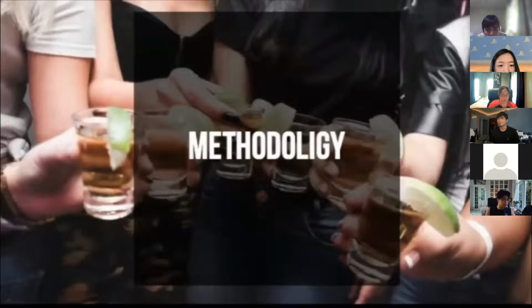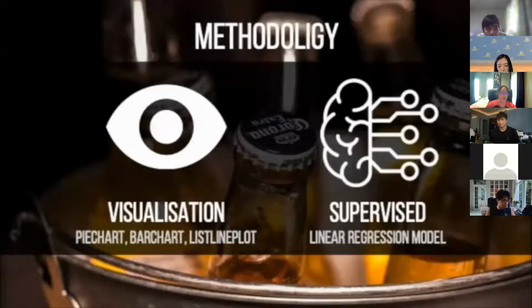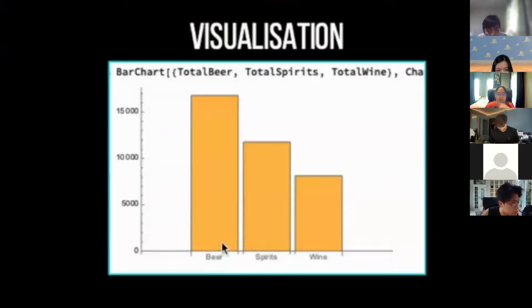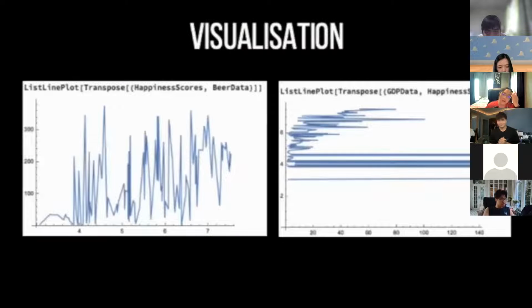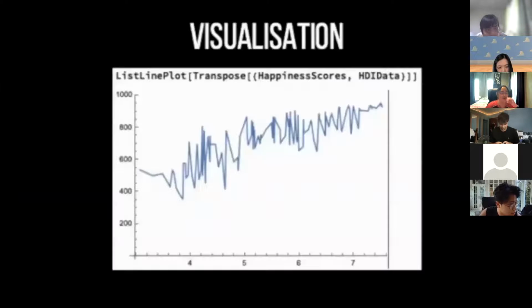So let's look at the methodology. My methodology is visualization and a supervised linear regression model. For visualization, I have this bar graph, which will visualize the amount of beer and spirits and wine drunk in the whole world. And as you can see, beer is the most widely drunk alcohol substance in the world. This graph is the distribution of happiness scores of each country and how happy they are. There's also this line plot visualization, where the left one is the happiness scores to the beer data, and the right one is the GDP to the happiness scores. And there's also this one, which is the happiness score to the HDI data. This will show us the correlation between these kinds of data.